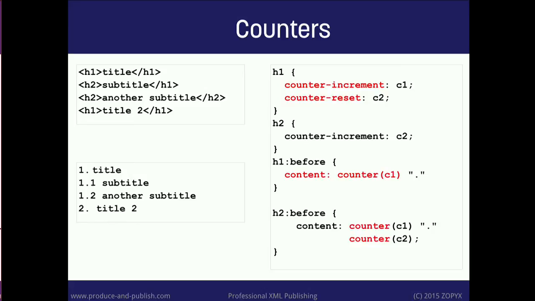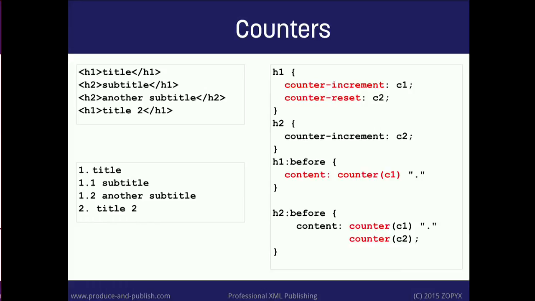Counters are basically used for generating the page counter or the maximum number of pages, or also typically for generating a table of contents, a numbered table of contents. For example, if you have this simple markup, with an H1 tag and two H2 tags, and then a new chapter with an H1, this should be rendered as chapter 1, subtitle 1.1, another subtitle 1.2, and then chapter 2. So basically, this would be the result. And you can do this with the following CSS rules.